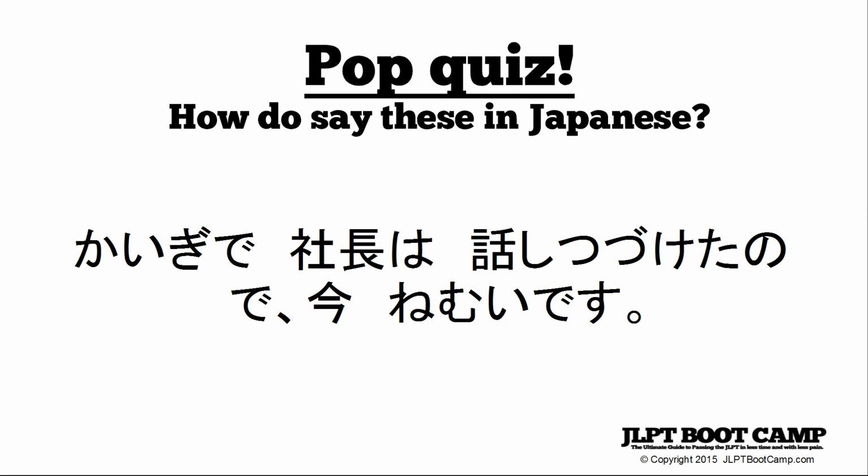So kaigi is meeting, de is in, shacho is the company president. As for the company president, hanashi tsuketa, hanashi is the masu stem of hanasu, to speak. Tsuketa is he continued. No de is so. Ima, now. Nemui, sleepy. And des is the copula to make it all polite.